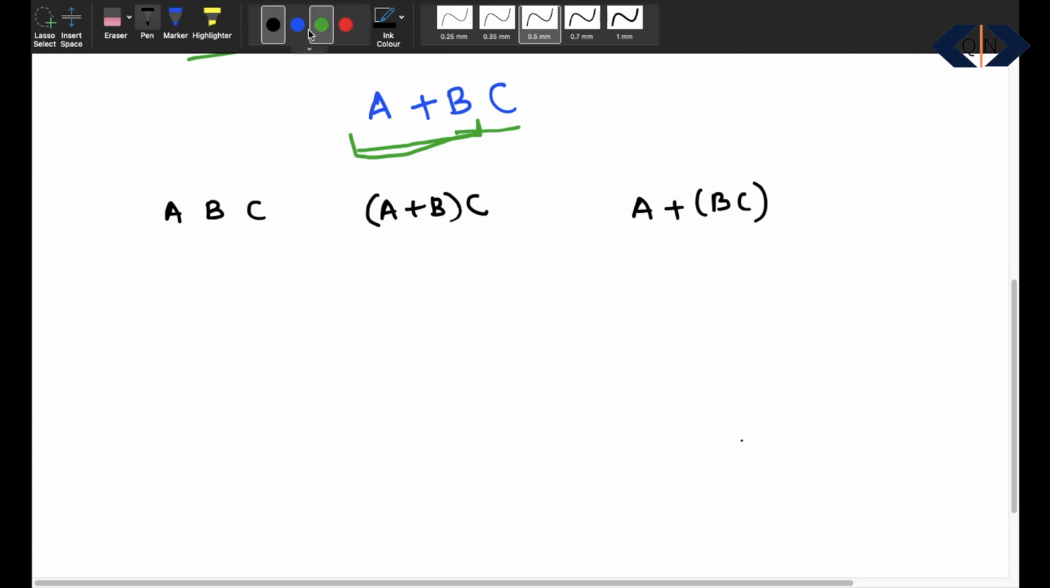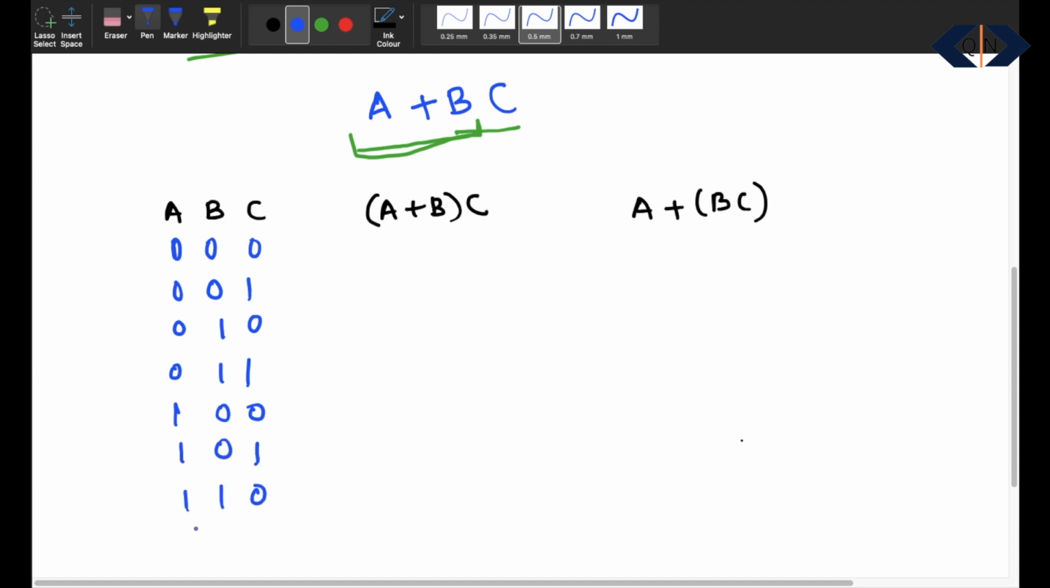I will be writing all the possible combinations. So 0 0 0, 0 0 1, 0 1 0, 0 1 1, then 1 0 0, 1 0 1, 1 1 0, 1 1 1.